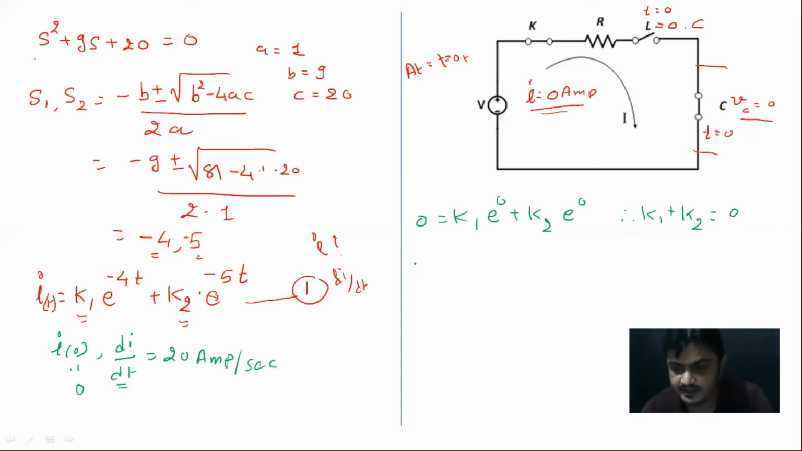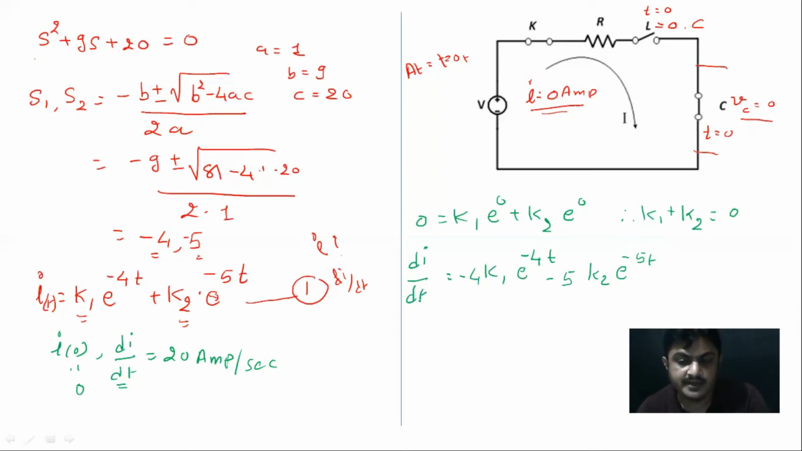So I will get di by dt equal to k1 e raised to minus 4t. If you differentiate e raised to minus 4t, you get e raised to minus 4t, and then you differentiate minus 4t, which gives minus 4. Then you have the other term, k2 e raised to minus 5t. When you differentiate it, you get e raised to minus 5t times minus 5. Now let me put in the value.